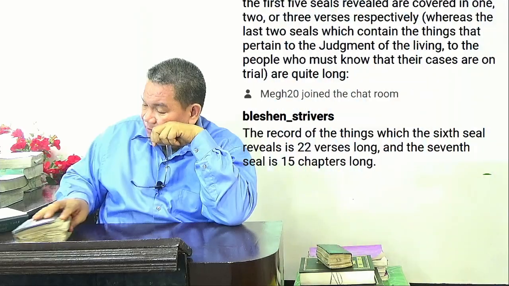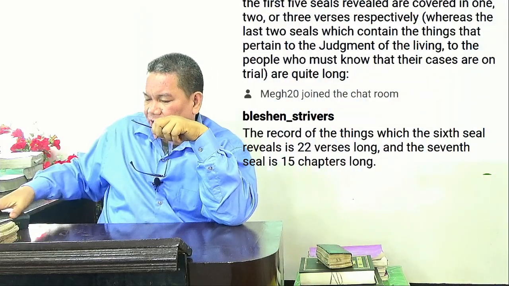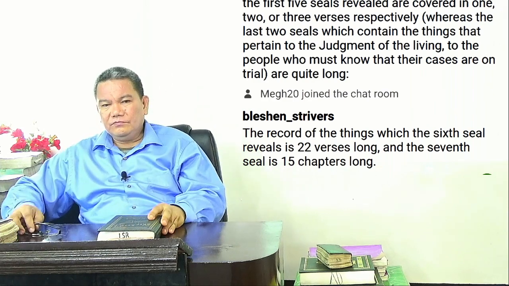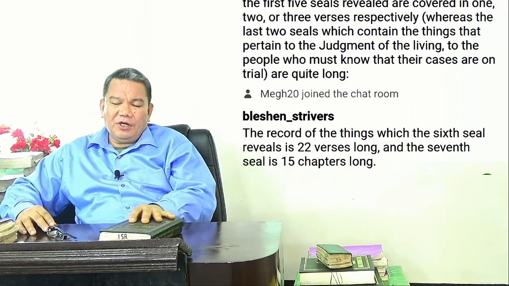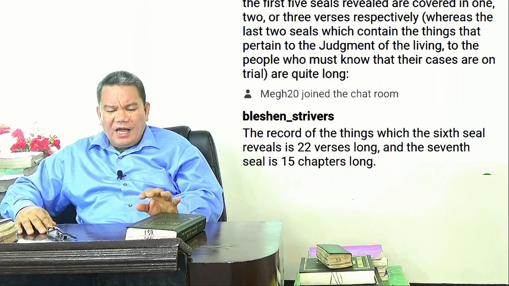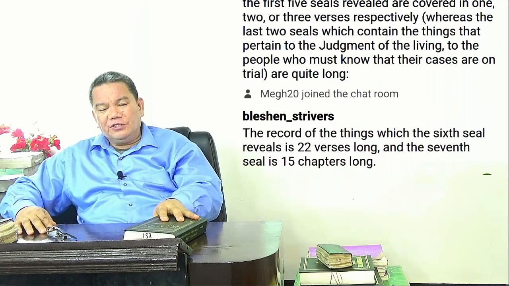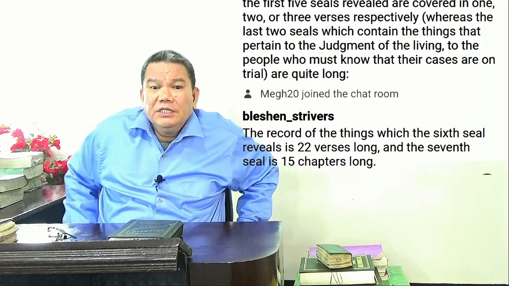2TG number 12, pages 30 and 31. So the shepherd's rod declared clearly that the last two seals pertain to the judgment of the living.